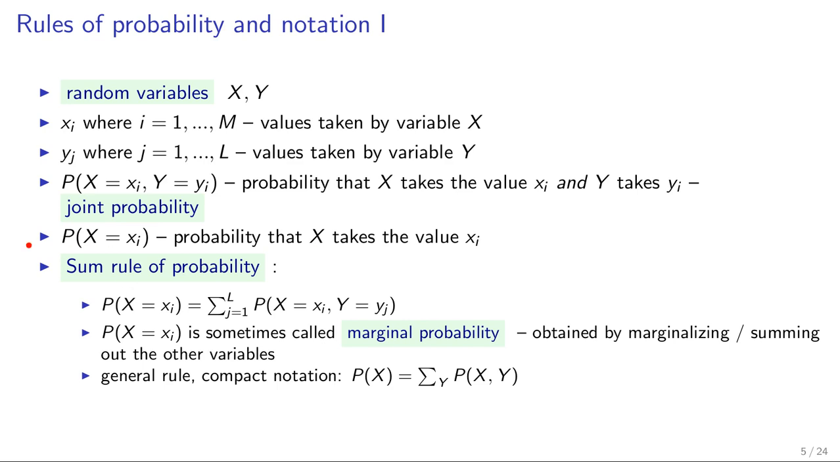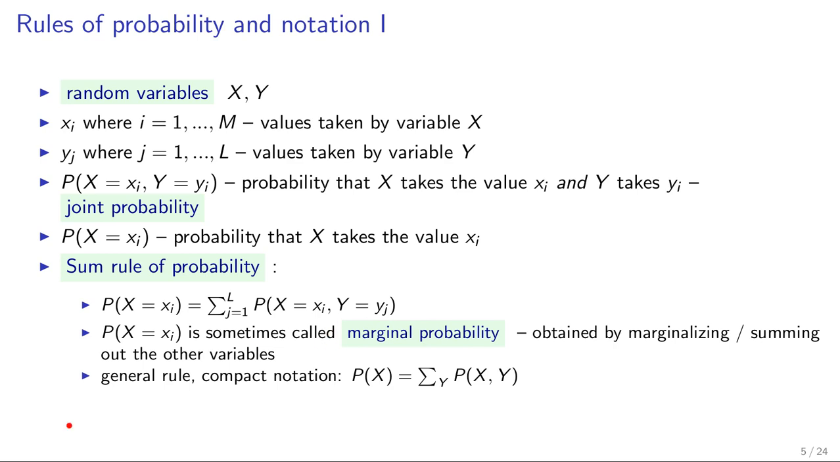This is simply the probability of x taking a value xi. Then some rule of probability is that if I have the joint probabilities and I want to obtain only the one for x, then I can basically sum over all the different values that y can take. Okay, so it's called marginalization. You know, it makes sense.